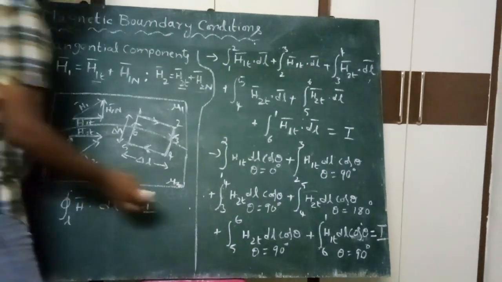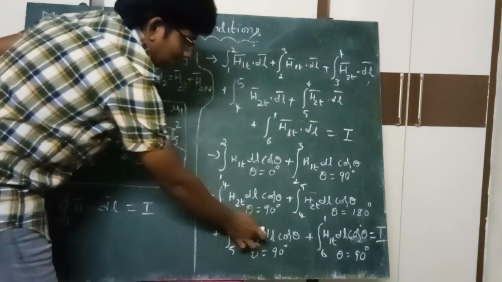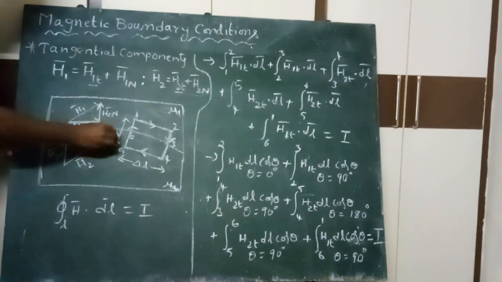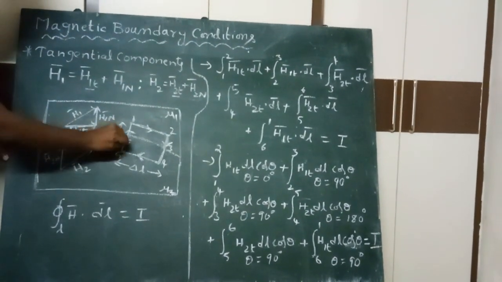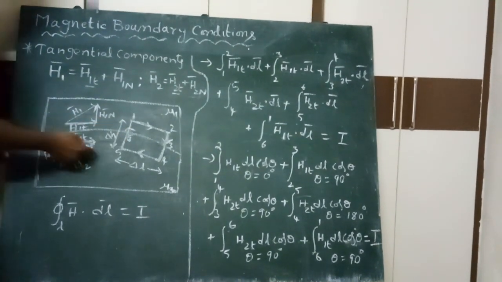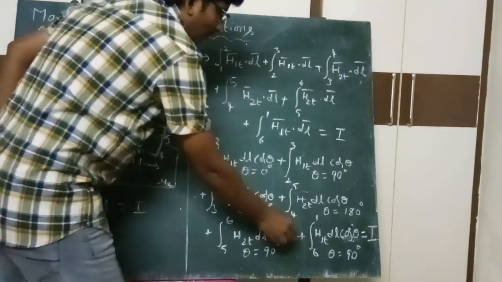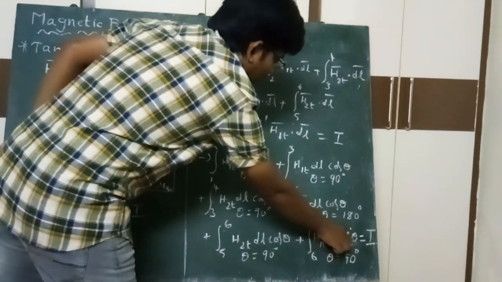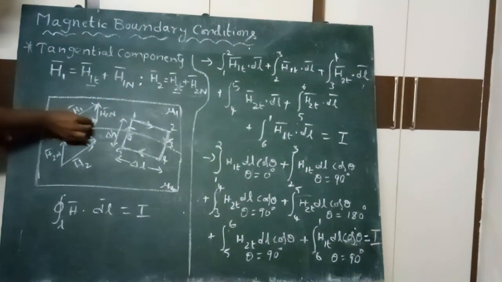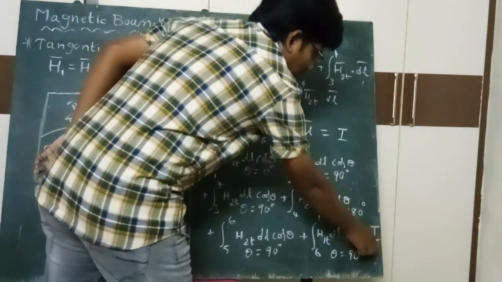So theta equals to 180 degrees, and plus integral 5 to 6 H2T dl cos theta. Theta equals to 90 degrees. So here it is H2T and it is dl, that is 5 to 6. So the angle between these two is theta equals to 90 degrees. And finally integral 6 to 1 H1T into dl into cos theta. So this is 6 to 1. So this is dl and this is H1T and the angle between these two is theta equals to 90 degrees, that is equals to I.